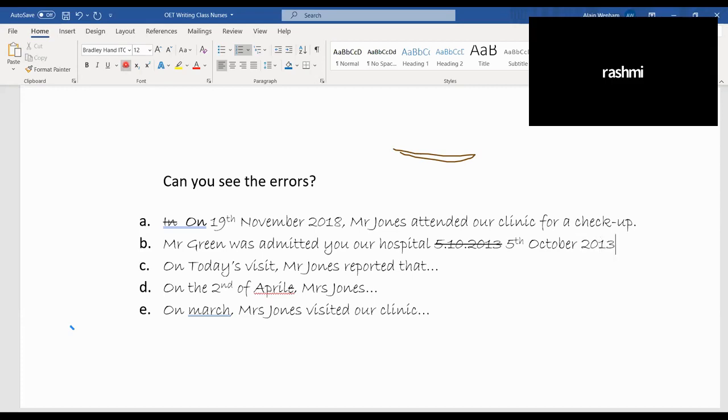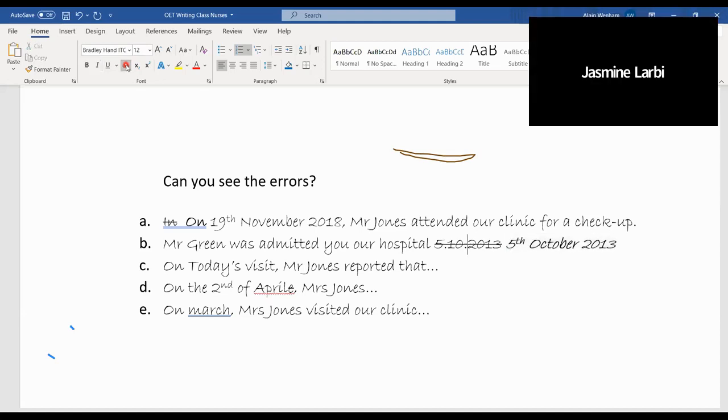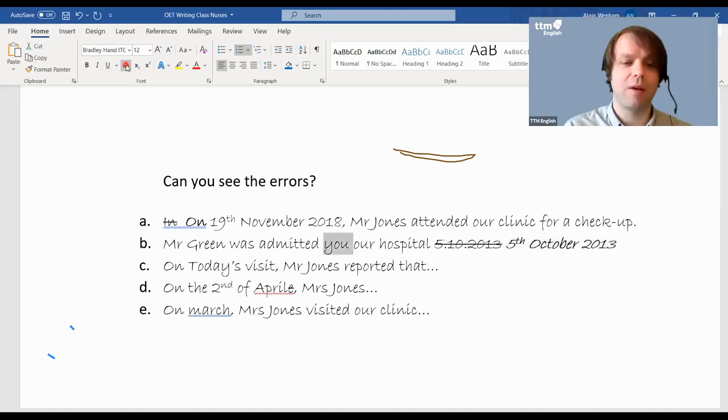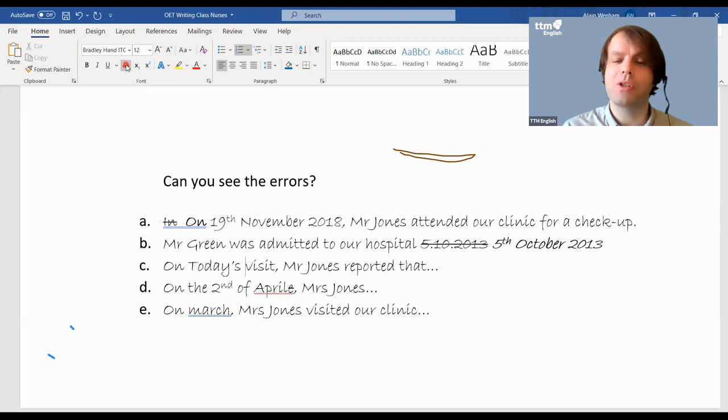Alan. Yes. Go on. If it is already written 5th October 2013 in our case note, do we still need to write it the same way, or do we have to modify? If it's in the body of the letter, it always has to be like that. Always. Okay. Right. And I also made a mistake here. Mr. Green was admitted to our hospital. Now, what about C? What's wrong with C?